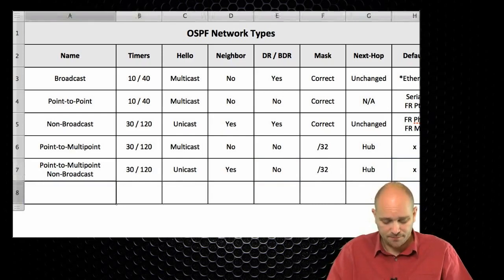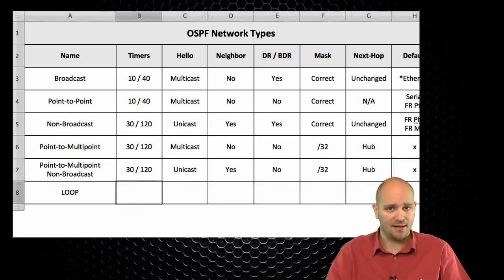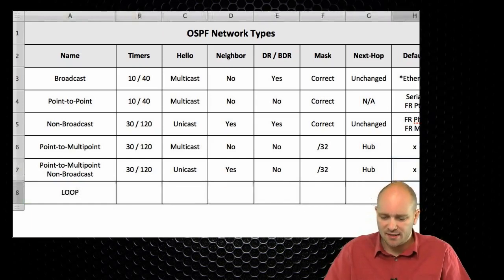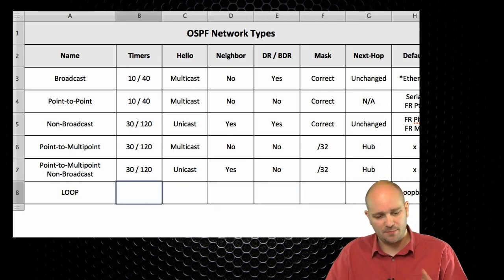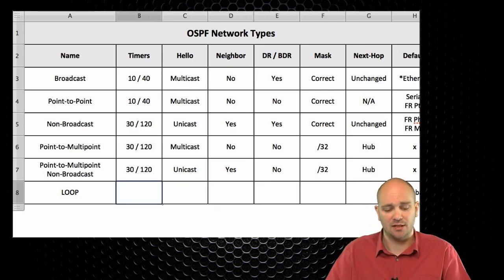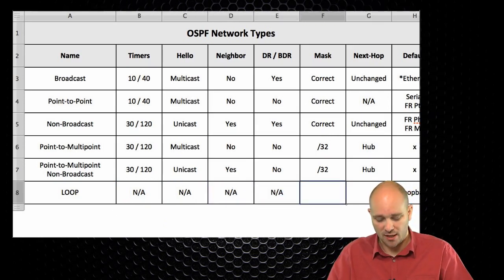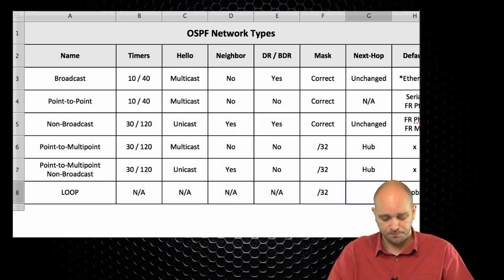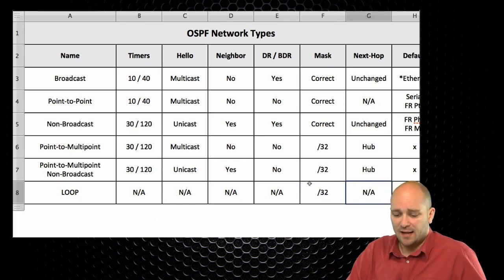Last but not the least is going to be the loopback network type. The loopback network type is the default on all of the loopback interfaces, and it's important to explain it and treat it slightly differently than other network types because of the special behavior it has. There are no timers because there are no hellos being sent. You don't need the neighbor statements. There is no DR, BDR election. But no matter what you have configured on an interface, /32 will be advertised. And of course, there is no next hop because you cannot have any devices connected to the loopback interface.